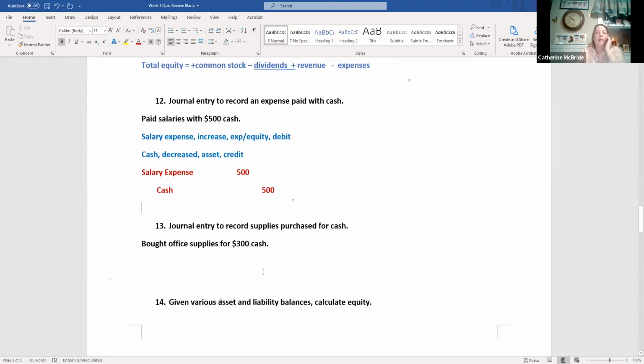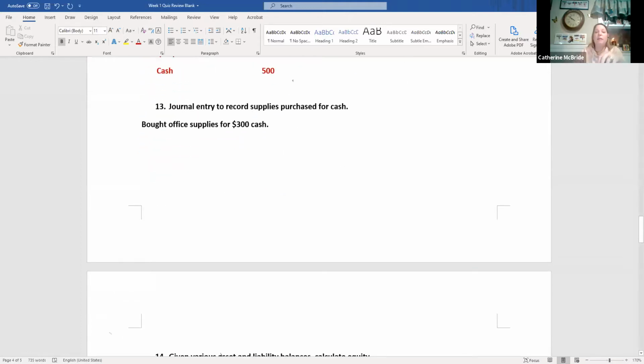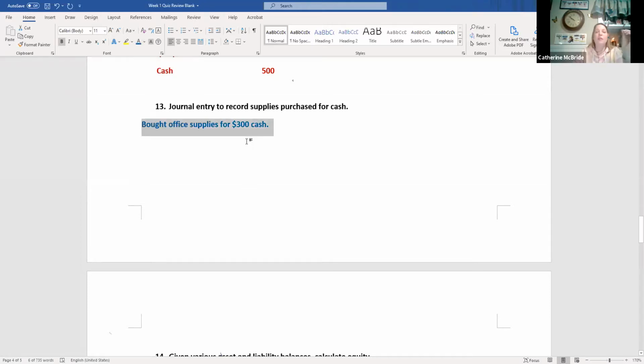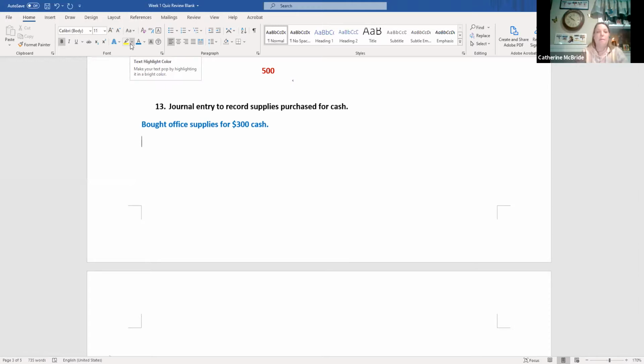Okay. Now we're going to do a journal entry to record supplies purchased for cash. So this is what happened. We went down to the office supply store. We gave them a $300 check, and we came home with a new printer and just office supplies, right? What two accounts are affected? It's going to be office supplies debited and then credited cash.